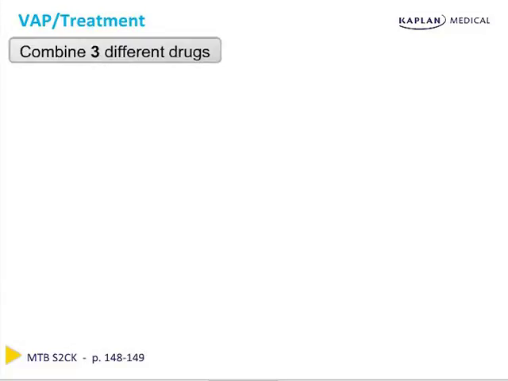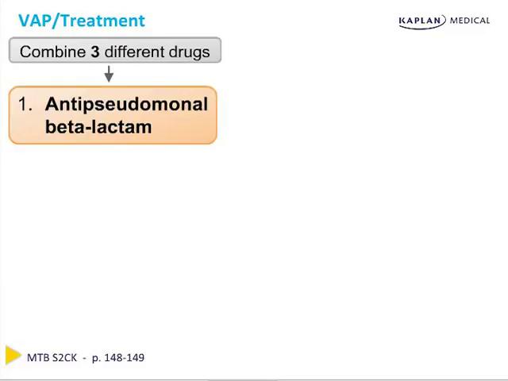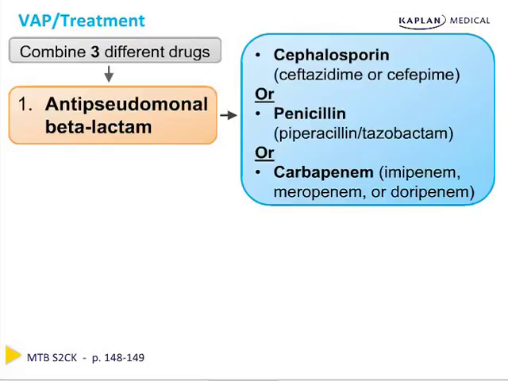The management of ventilator-associated pneumonia involves the combination of 3 different drugs. Firstly, you must administer an anti-pseudomonal beta-lactam. Pseudomonas is extremely common in the hospital and a very common cause of ventilator-associated pneumonia. Options include a cephalosporin, which must be 3rd generation like ceftazidime, or 4th generation such as cefepime. A penicillin, such as piperacillin, can only be given if a beta-lactamase inhibitor is given concomitantly, most commonly tazobactam. Or a carbapenem can be given, which might include imipenem, meropenem, or doripenem.